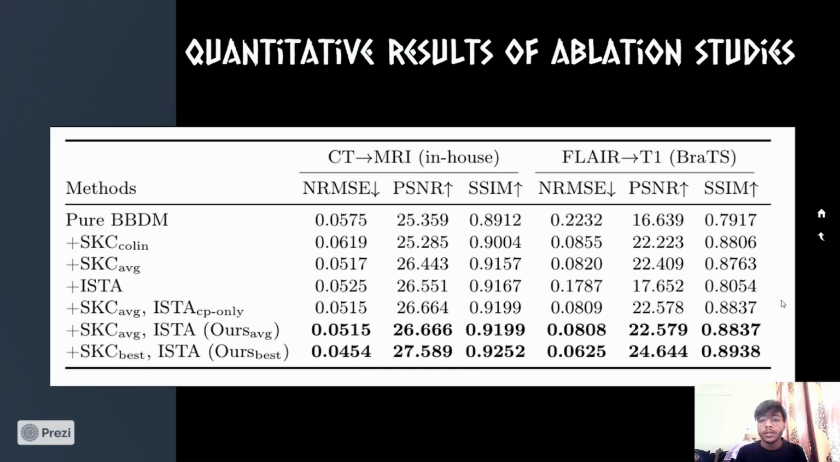The results in Table 2 clearly demonstrate how each component adds value. Even basic SKC significantly improves style consistency. For instance, SKC average alone improved SSIM from 0.89122 to 0.9157. Similarly, full ISTA, which includes deterministic corrections, consistently gave the best results, proving the importance of both co-prediction and correction phases. Now, what about qualitative results?